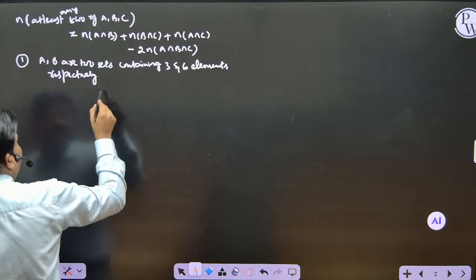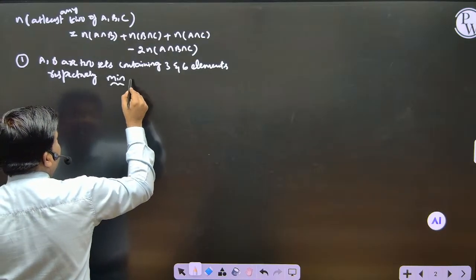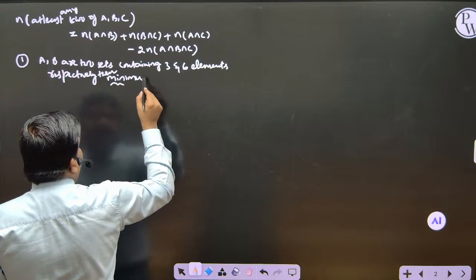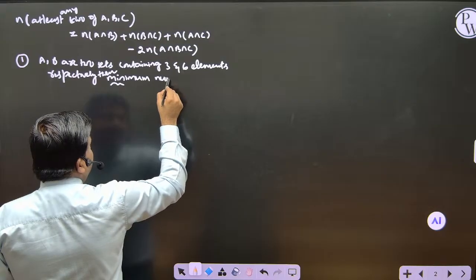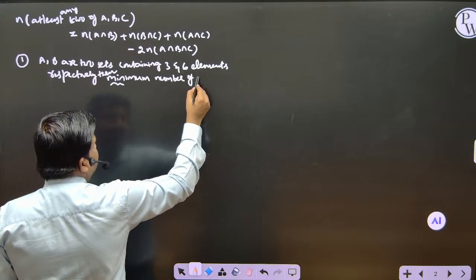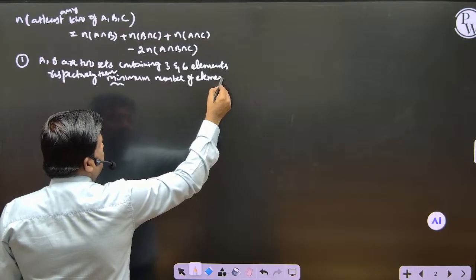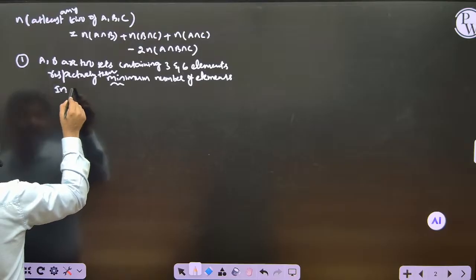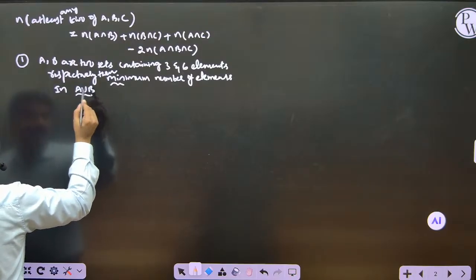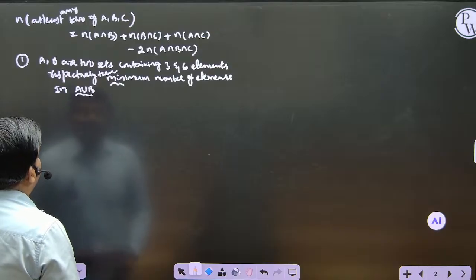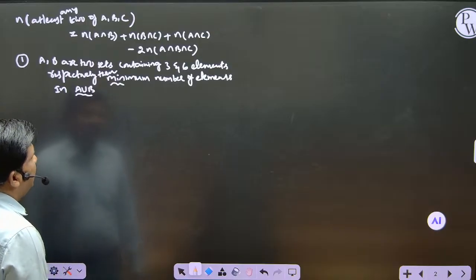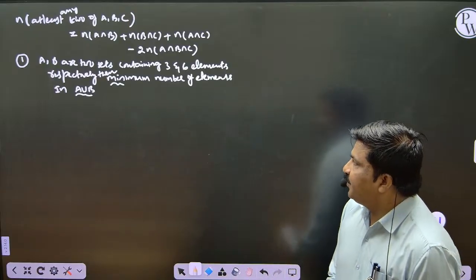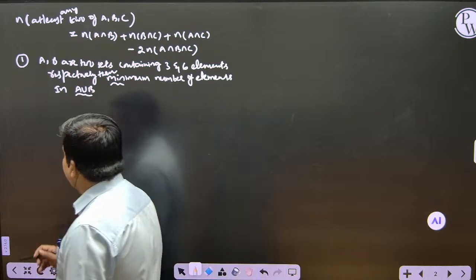Then minimum number of elements in A union B. But what is the formula here, we'll see.